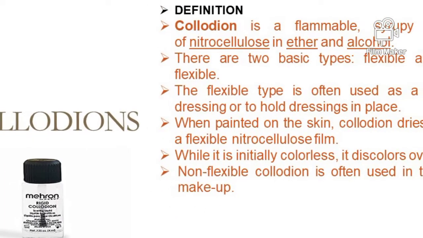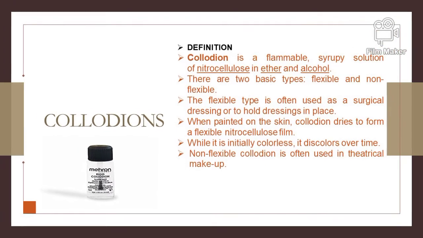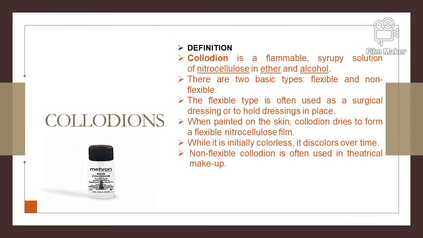Next we are going to see collodions. A collodion is a flammable syrupy solution of nitrocellulose in ether and alcohol. There are two basic types: flexible and non-flexible.